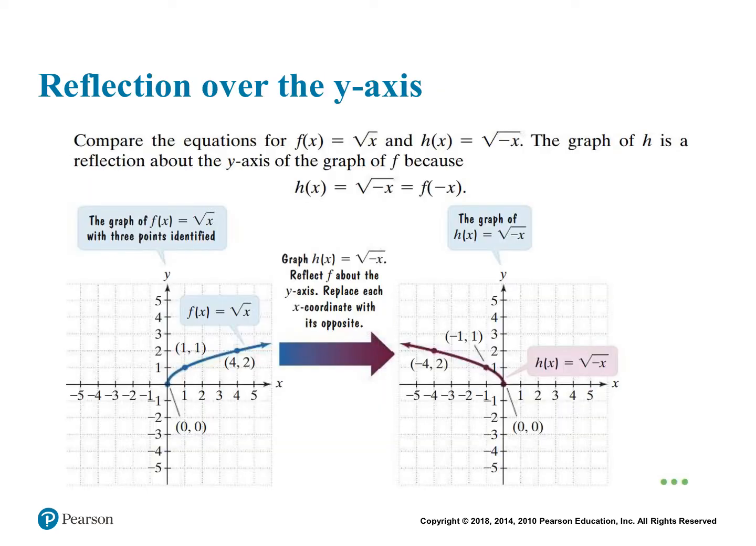Okay, and here's another y-axis one with just one curve, so it's a little easier to visualize. Negative is on the inside. This original square root of x looks like this blue graph. And then I'm going to reflect it over the y-axis. So I'm going to replace each x coordinate with its opposite. So it was 1, 1, now it's -1, 1. It was 4, 2, now it's -4, 2. And the origin stays where it's at.